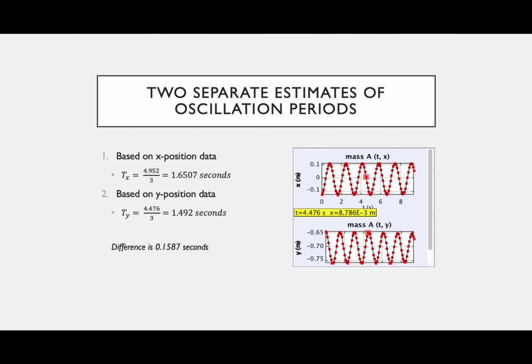However, when using the y position to calculate the average period, I found T to equal 1.492 seconds, meaning the two differed by 0.1587 seconds. The two values differ as the x period of oscillation is defined as the spring's movement from left to right, while the y period is defined by the upward-downward motion of the spring. The x motion depends on gravity, while the y motion depends on the stiffness of the spring. Since the two motions are affected by different factors, their periods will not be exactly the same.